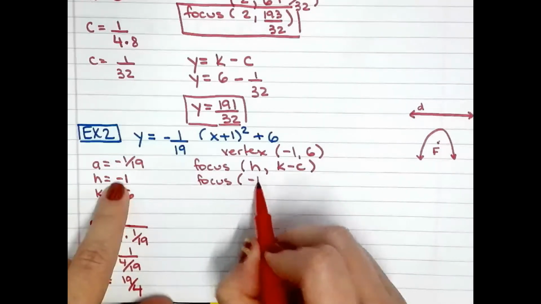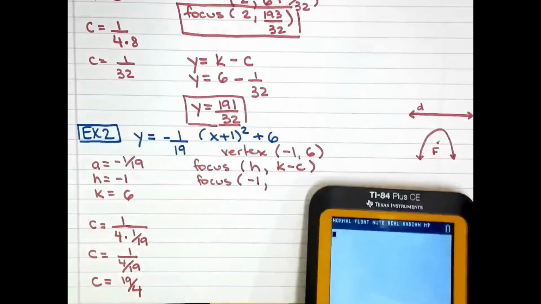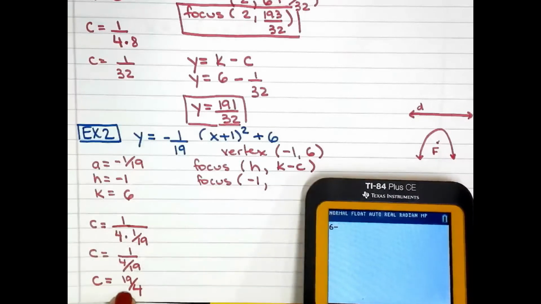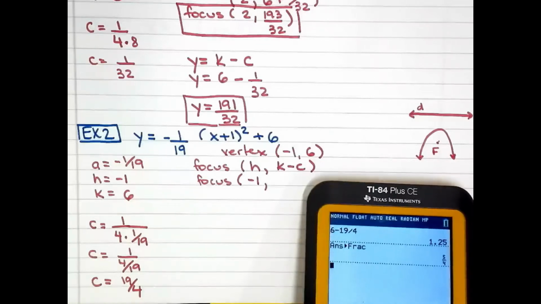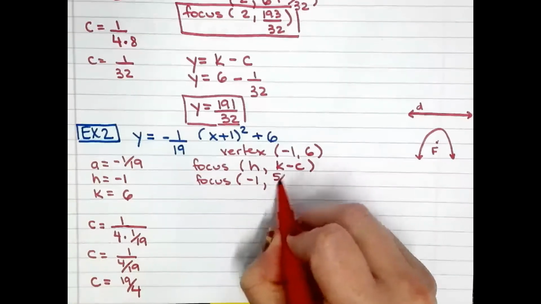So the focus is H, negative 1. K is 6, minus C. C is 19 over 4. So 5 over 4 right there. That's your focus.